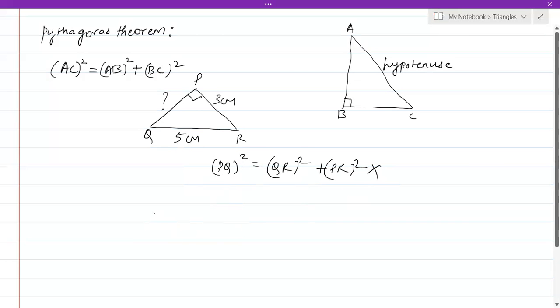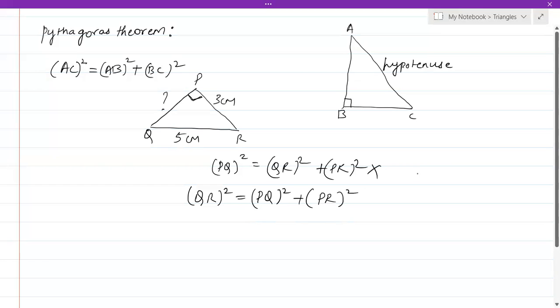What does Pythagoras theorem tell us? The square of hypotenuse. So which is the hypotenuse? The side opposite the 90 degree is QR. So we should always start with that. So the correct thing is QR square will be equal to the other two sides, apart from QR, which are PQ square and PR square. So PQ square plus PR square.